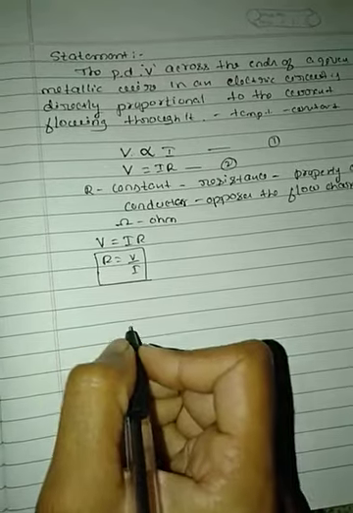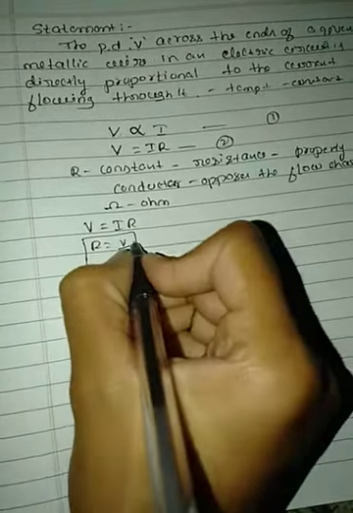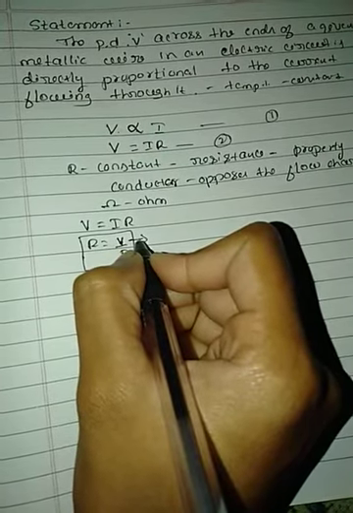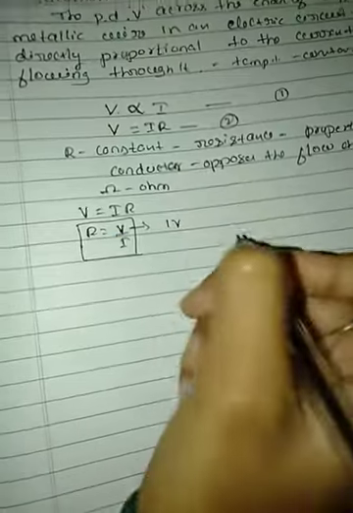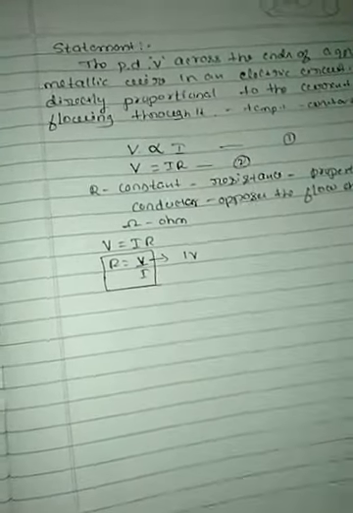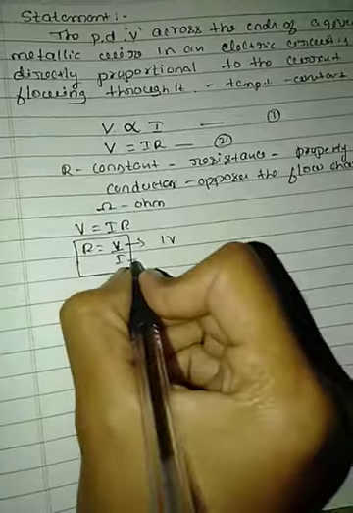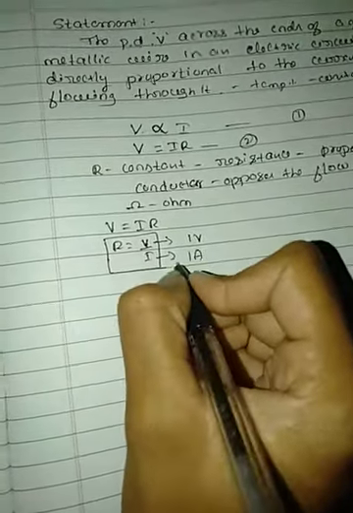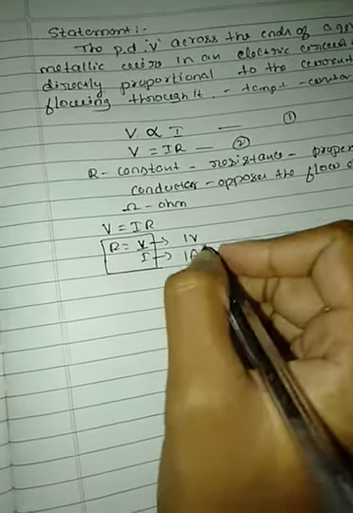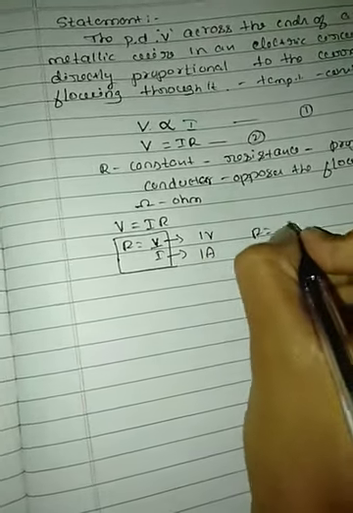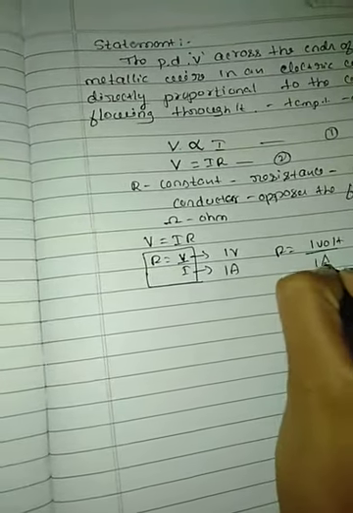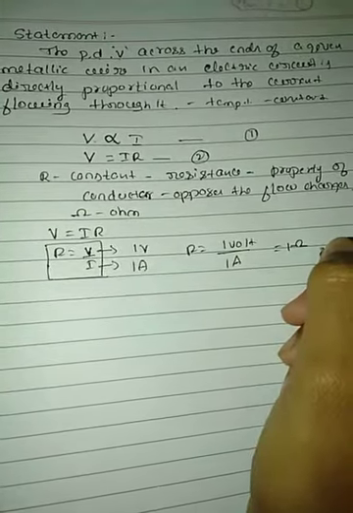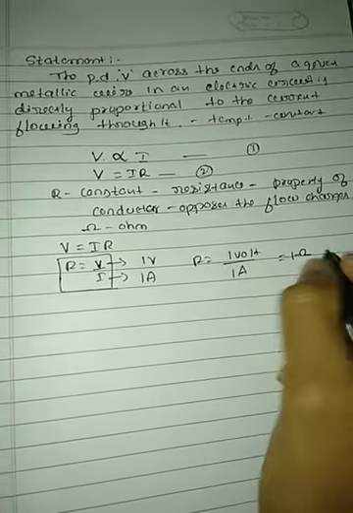See here, V is the potential difference. If the potential difference across the two ends of the conductor is 1 volt, and the current through the circuit is 1 ampere, we know ampere is the unit of current, then the resistance becomes R is equal to 1 volt divided by 1 ampere, which is equal to 1 ohm. This is 1 ohm.